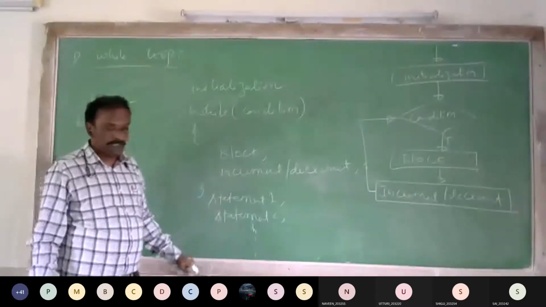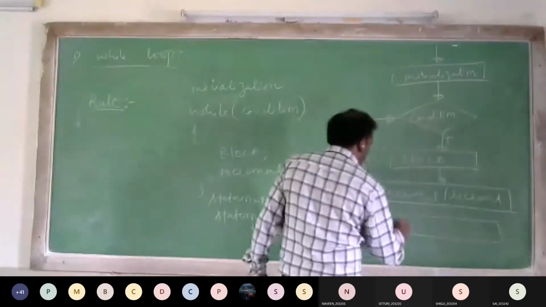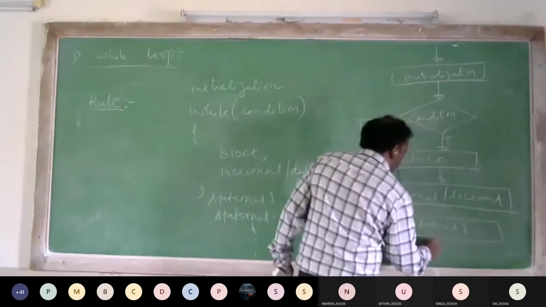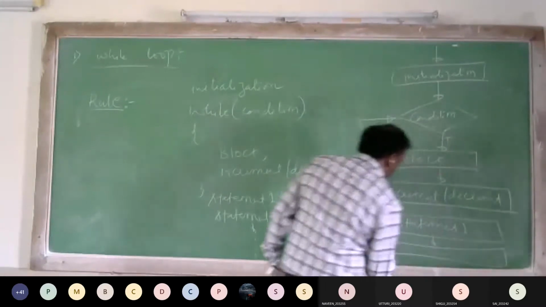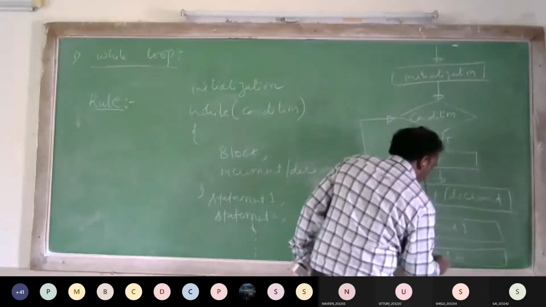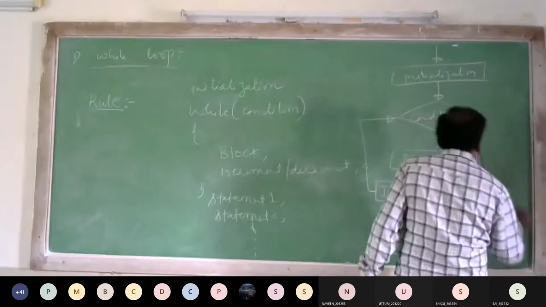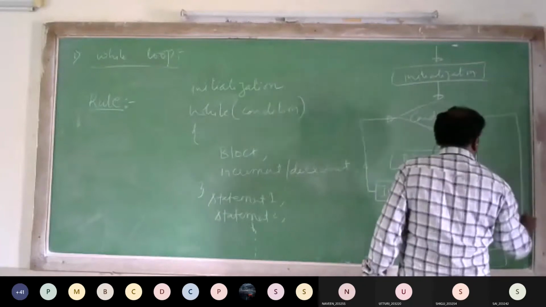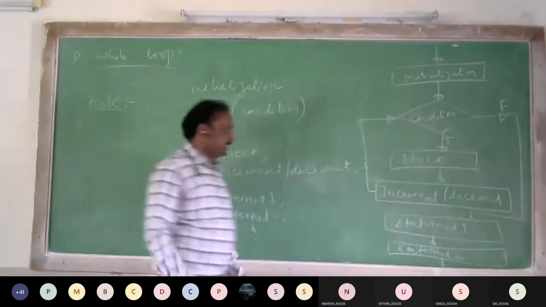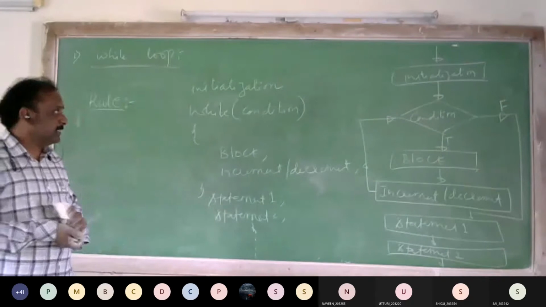Statement 1, statement 2, the remaining statements are executed. So this is statement 1. This is statement 2. And remaining statements are executed. If the condition is false, then the remaining statements are executed.